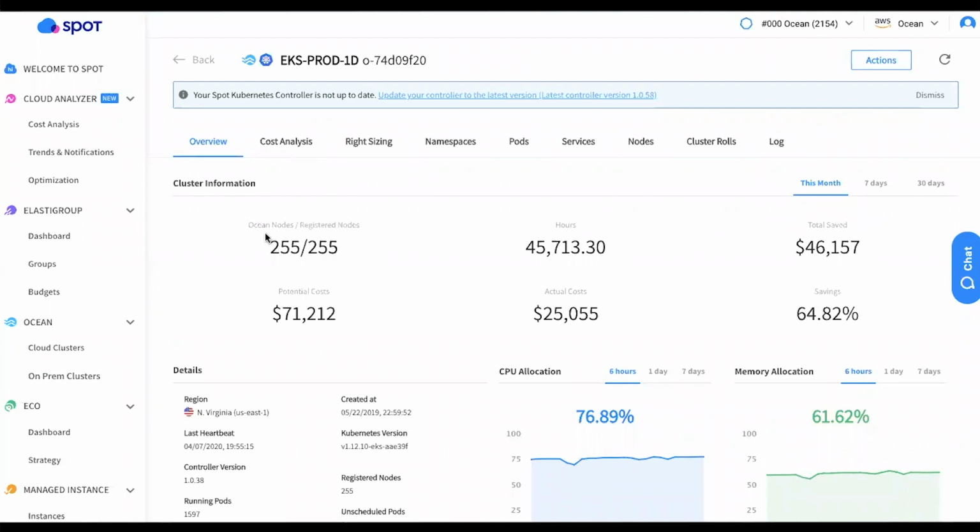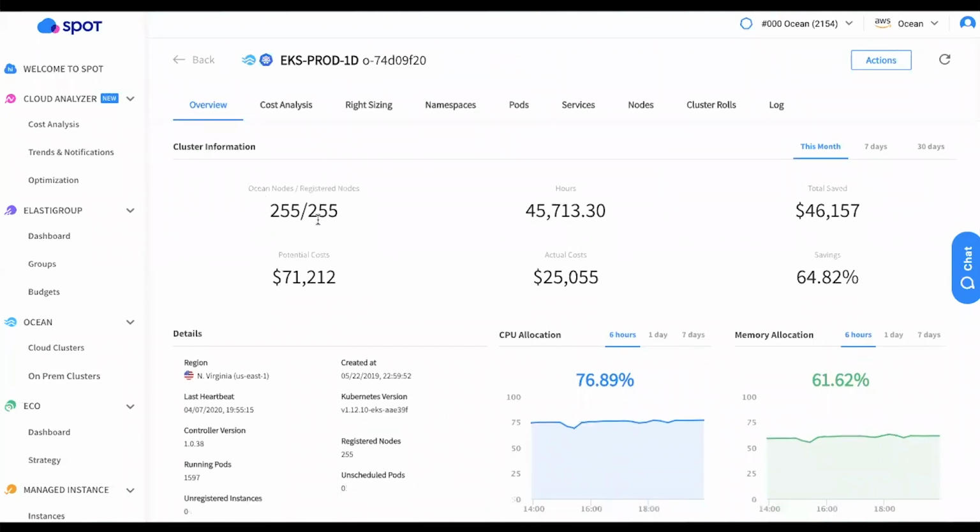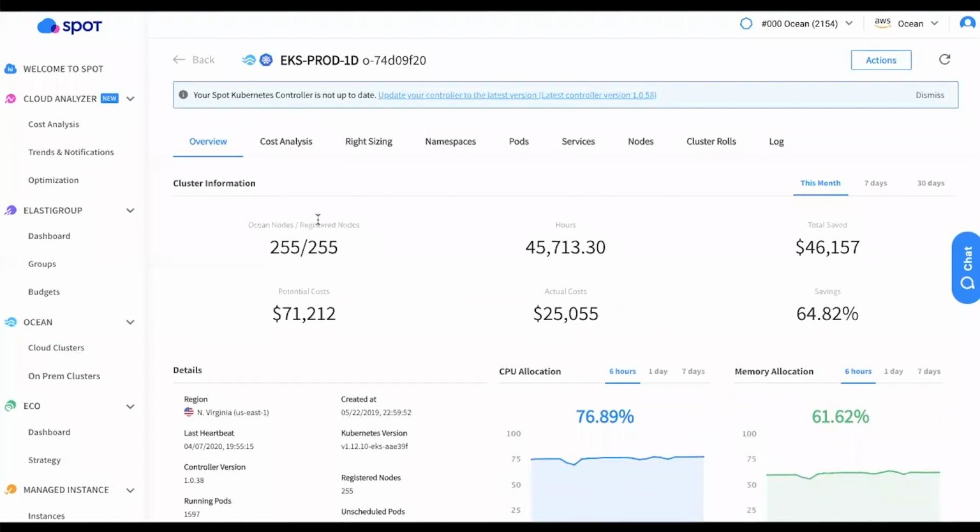But before we get into that, just very quickly here, you can see we've taken one cluster out of the environment, and you can just see these are the potential costs. This is what it would have cost you running this cluster on demand. This is what it actually cost you when we ran it for you on spot instances, giving you a roughly 65% savings, or about $46,000 saved over the past month.